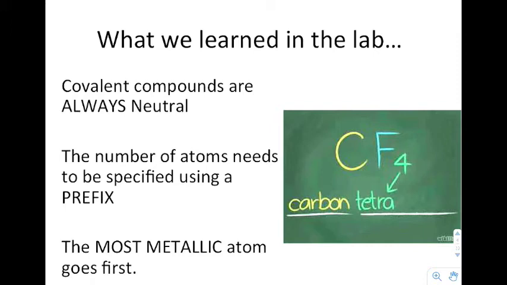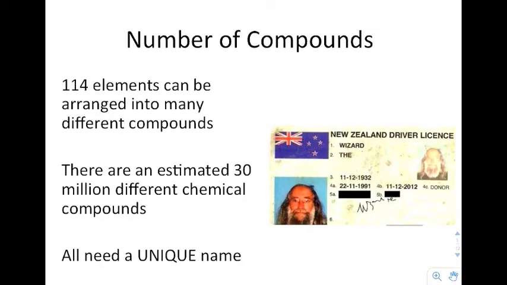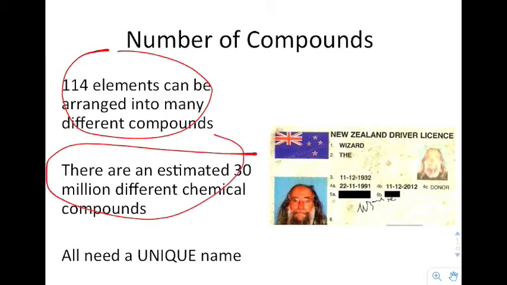Because the electrons are shared, we know the number of atoms needs to be specified using a prefix, and that the most metallic, so the furthest one to the left, goes first. There are about 114 elements that are arranged in different compounds. It makes an estimated 30 million unique compounds, so they all need a unique name.